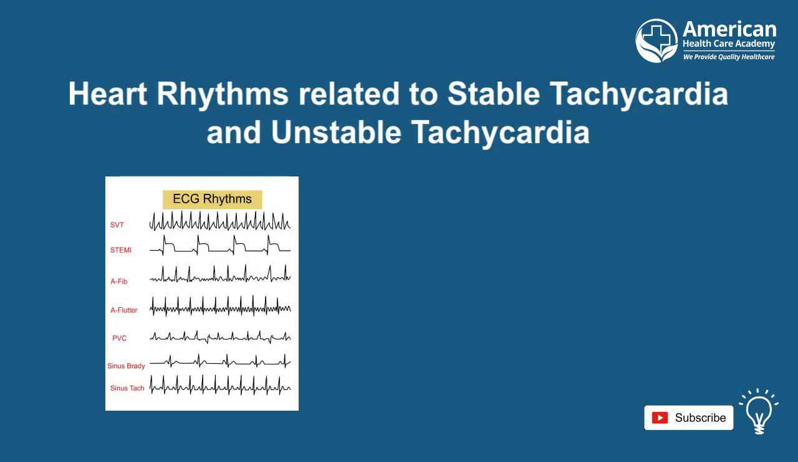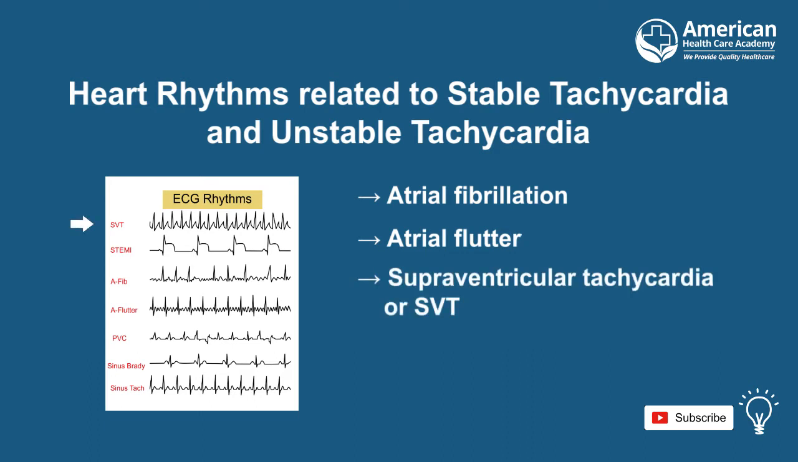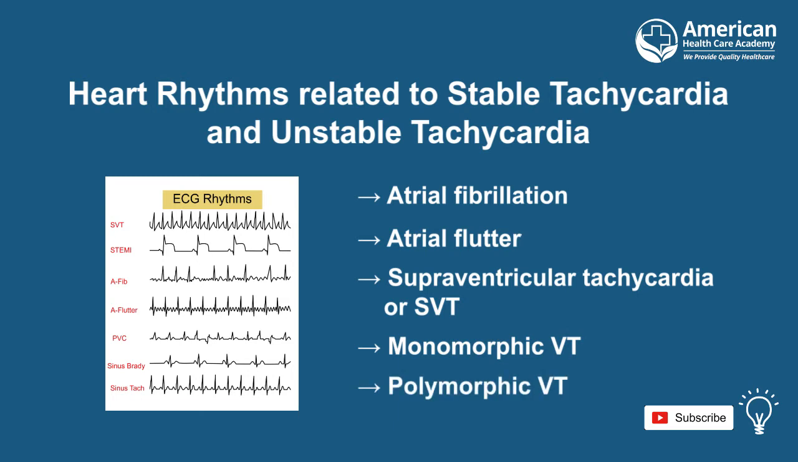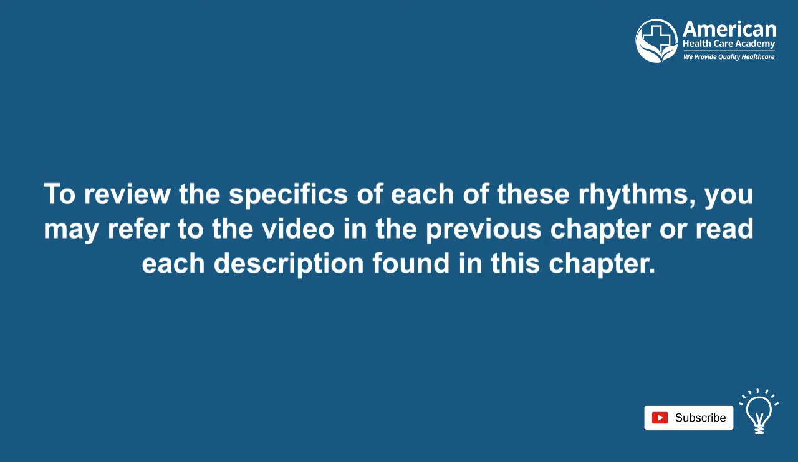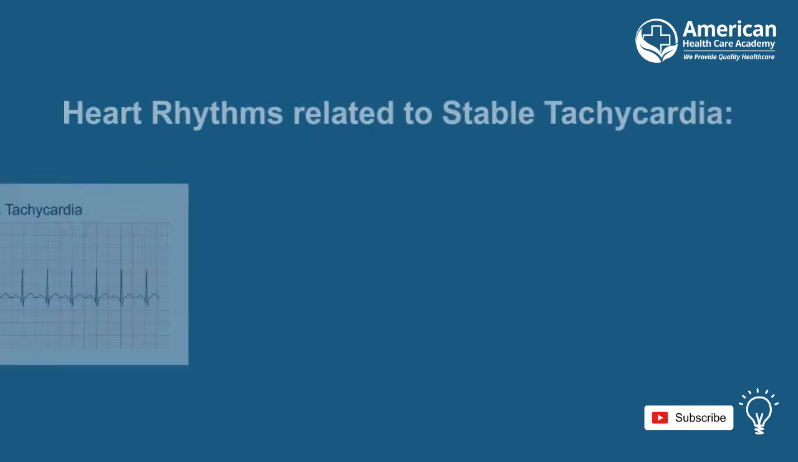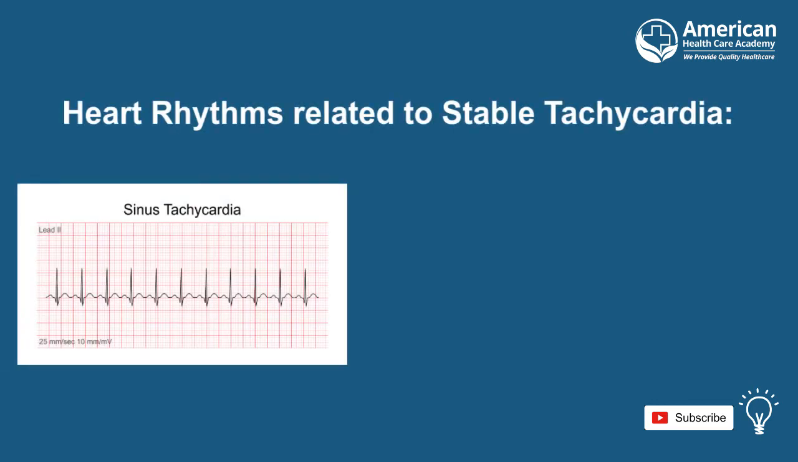Some of the rhythms associated with stable tachycardia are the same as those associated with unstable tachycardia, and they include atrial fibrillation, atrial flutter, supraventricular tachycardia or SVT, monomorphic VT, and polymorphic VT. To review the specifics of each of these rhythms, you may refer to the video in the previous chapter or read each description found in this chapter. Let's now look at the three remaining rhythms that are associated with stable tachycardia.